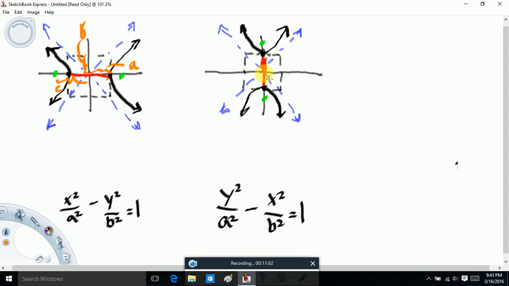Okay, here A is the distance from the origin to the vertex. So this is A. And this right here is B. And C again is the distance from the origin to the focus. And with a hyperbola, you have the following equation relating A, B, and C.